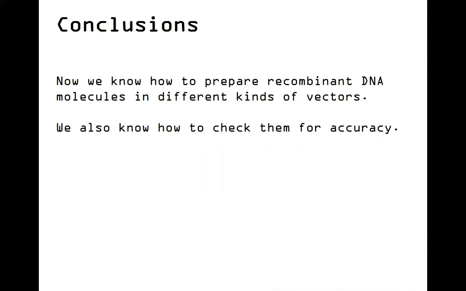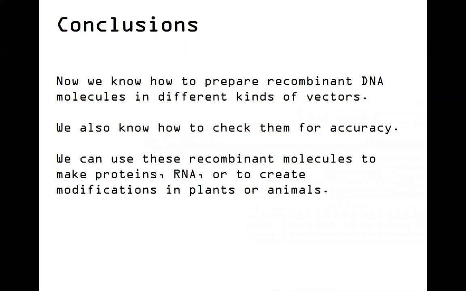So making those constructs in the last video for homologous recombination, if we want to make just RNA molecules like guide RNAs for CRISPR, if we want to make modifications in plants or animals, we have to know how to deal with these recombinant DNA molecules.